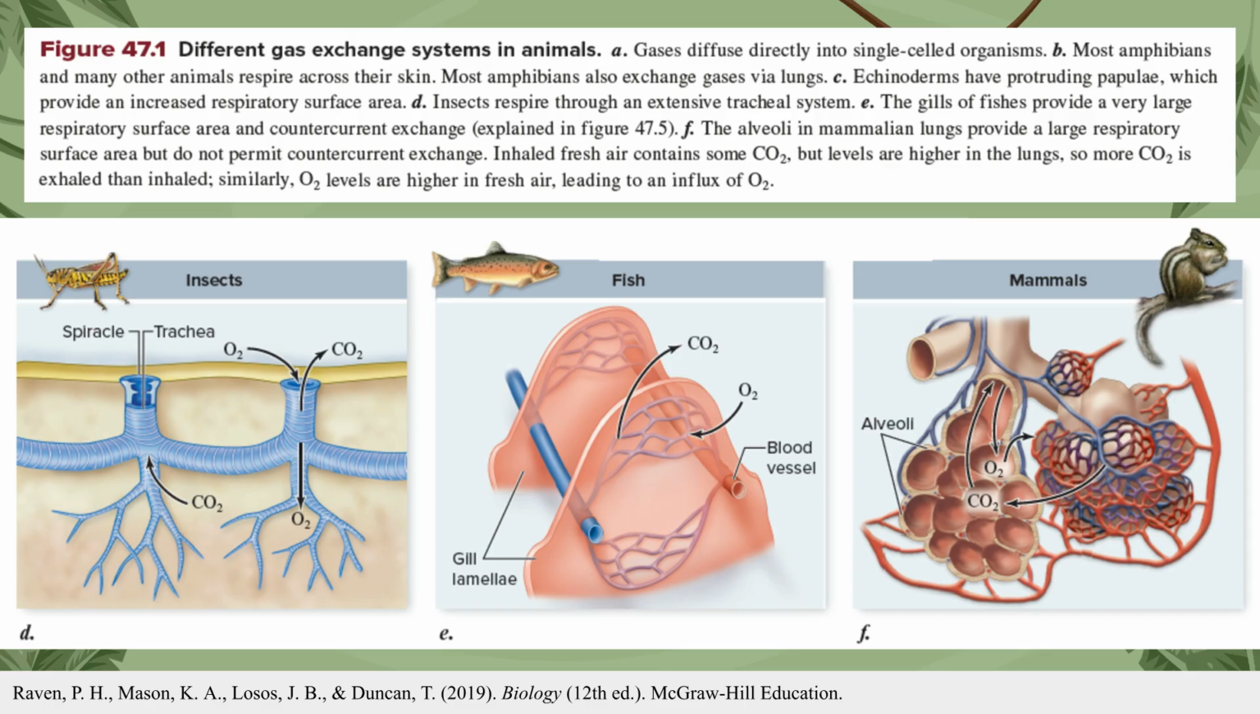Fish use gills composed of thin lamellae that provide a large surface area for gas exchange and employ countercurrent exchange to maximize oxygen absorption from water. Mammals rely on lungs containing alveoli, where oxygen diffuses into the blood and carbon dioxide diffuses out through networks of capillaries, supporting the high metabolic demands of terrestrial life.